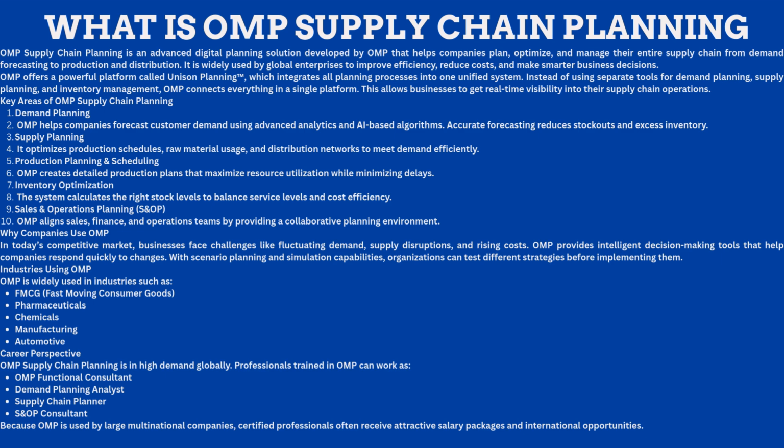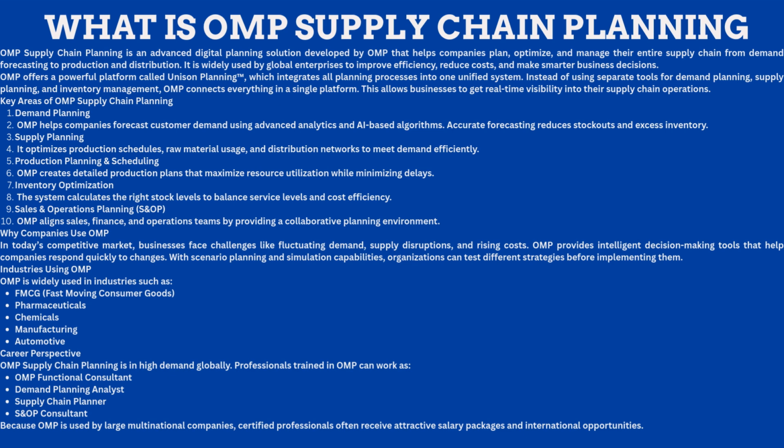OMP offers a powerful platform called Unison Planning, which integrates all planning processes into one unified system. Instead of using separate tools for demand planning, supply planning, and inventory management, OMP connects everything in a single platform. This allows businesses to get real-time visibility into their supply chain operations.